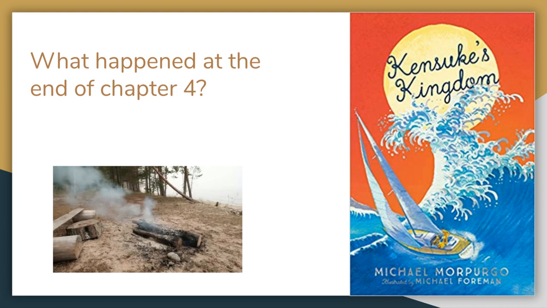Now, he was so proud of himself, he had made this fire, and he went back into the forest to get some more wood. However, when he came out, he noticed that there was just smoke, and the fire was actually put out. And he looked through the smoke, and right at the very end of the chapter, he noticed that there was a man there.